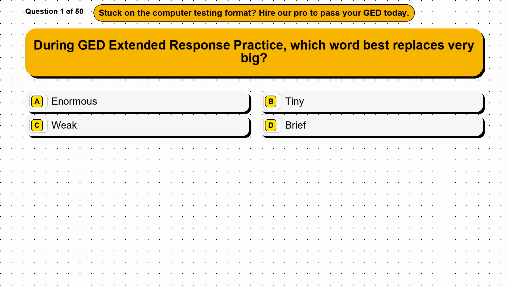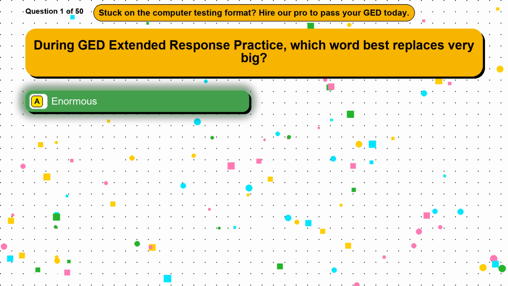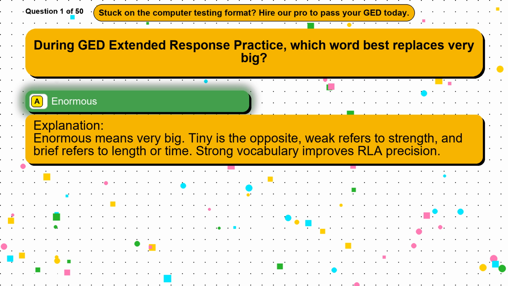Question 1. During GED Extended Response Practice, which word best replaces very big? Option A, enormous. Option B, tiny. Option C, weak. Option D, brief. The correct answer is option A. Enormous. Enormous means very big. Tiny is the opposite, weak refers to strength, and brief refers to length or time. Strong vocabulary improves RLA precision.